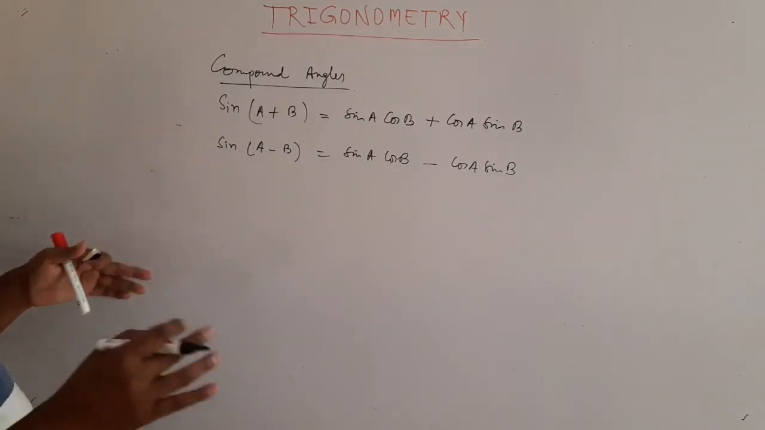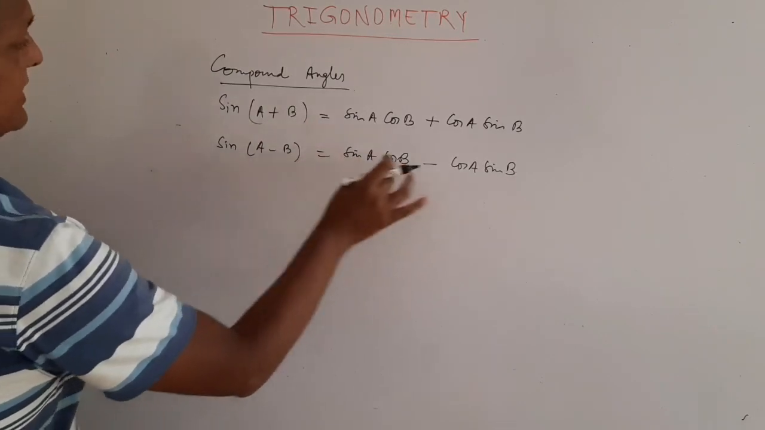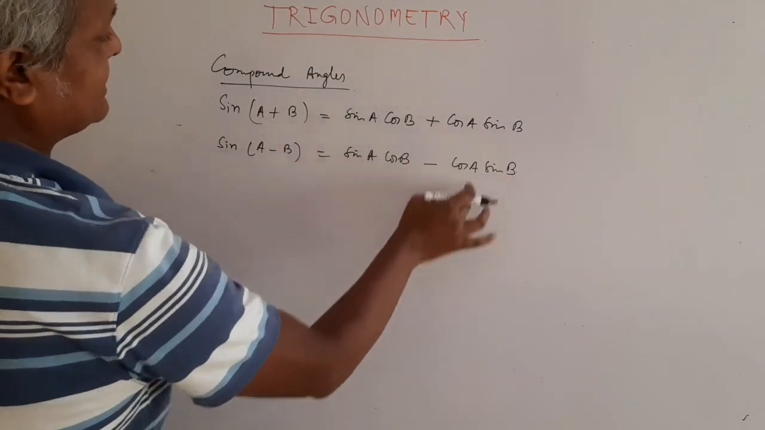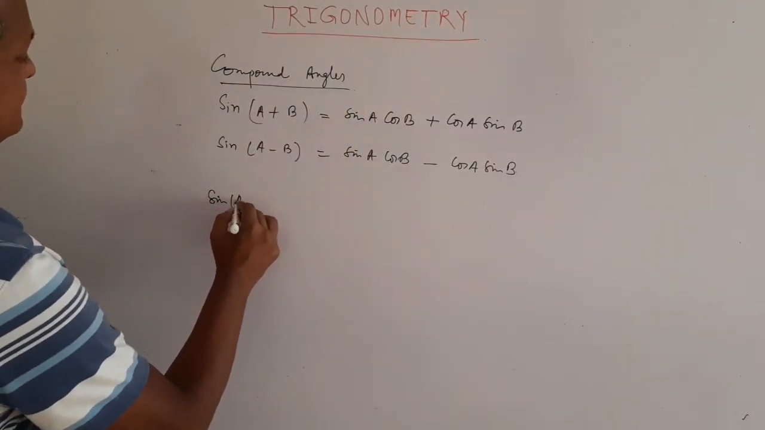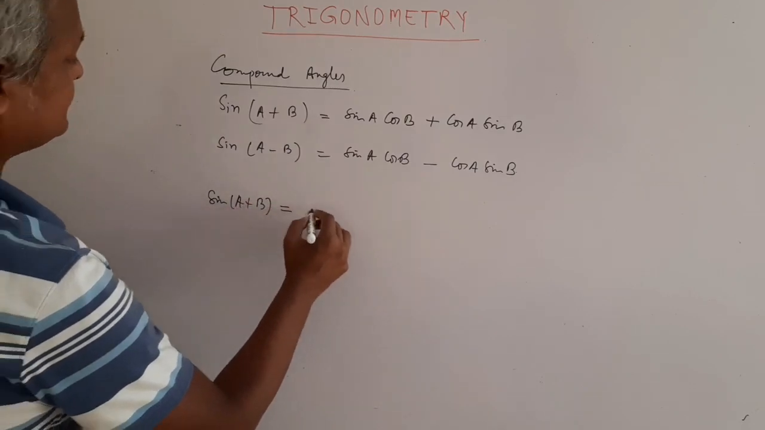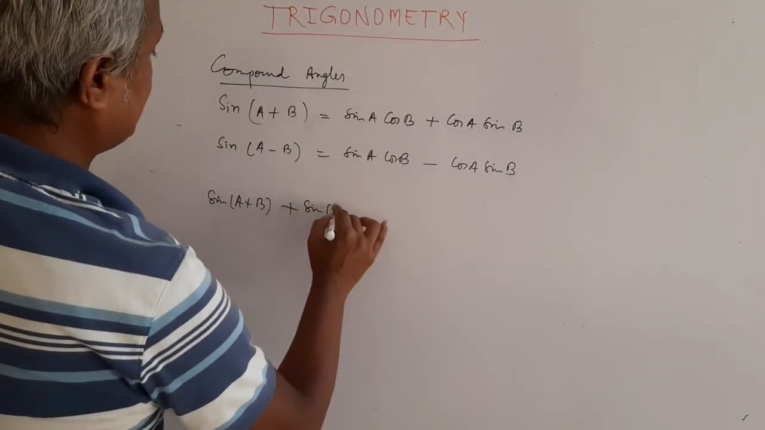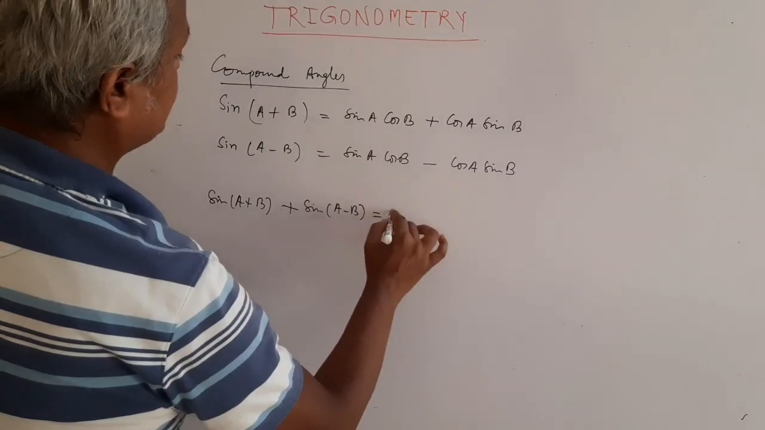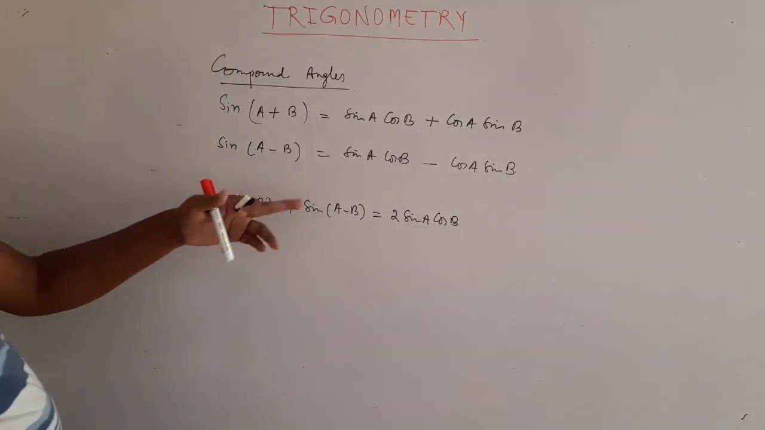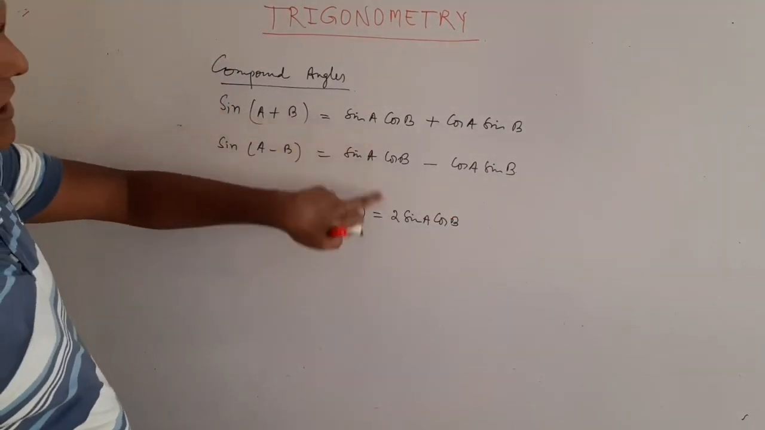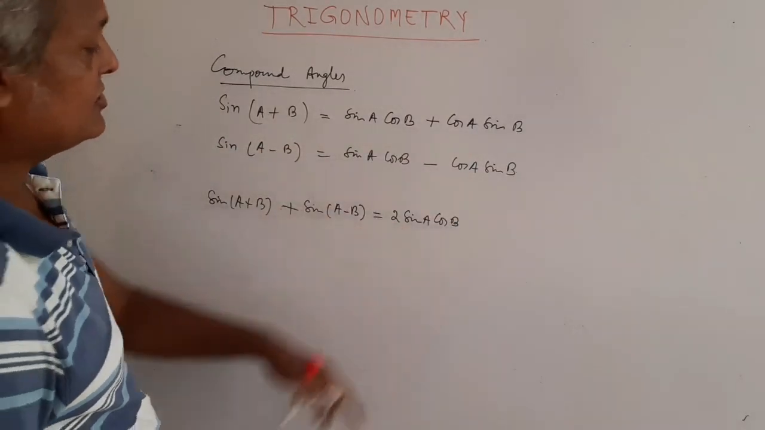But after some time you have to find other kinds of angles using these relations. So here I am just trying to get them. First you just add them. Suppose you add this equation to this equation, then these two are equal and opposite, so they cancel each other out and you get twice of this. So sine A plus B plus sine A minus B is 2 sine A cos B.